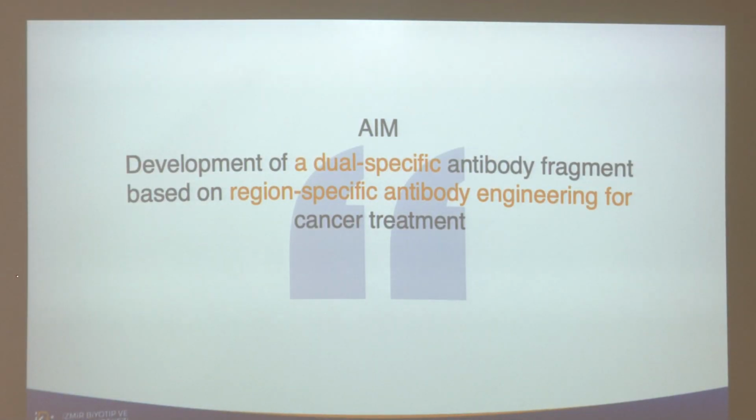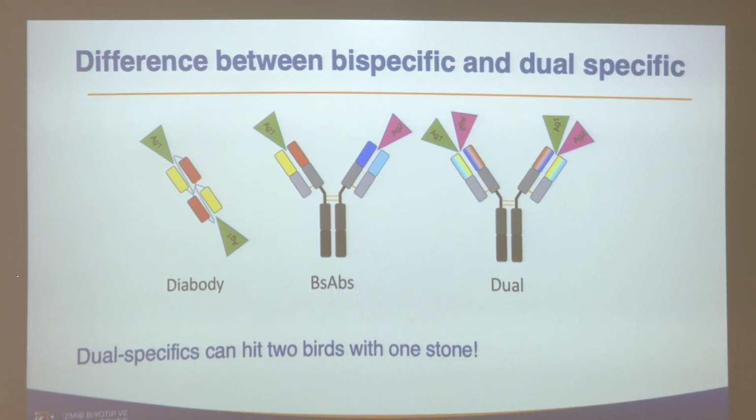Okay, so in this talk, I will just try to give an introduction to our research, where we try to develop a dual specific by using region-specific antibody engineering approaches. So what is dual specific? You probably heard of bispecifics. Okay, this is a bispecific antibody. This is a diabody, which can also be bispecific by changing this scFv. But dual is something else. With one domain, you can bind two different antigens.